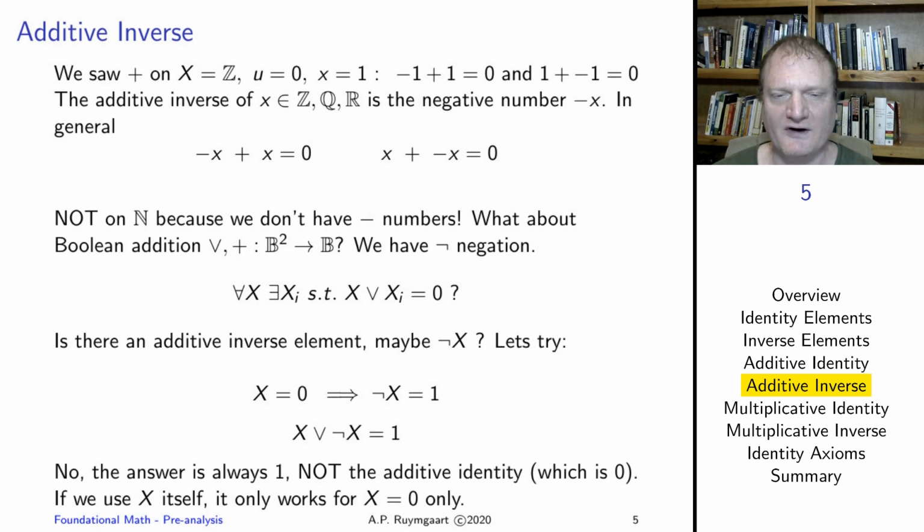Turns out we can define addition in a different way for Boolean numbers. We'll take a look at that later. But for the definition of Boolean addition as the OR operation that we've seen, there is no additive inverse.